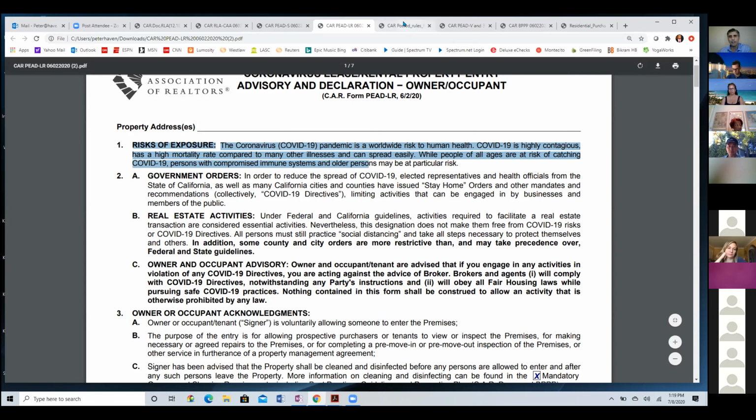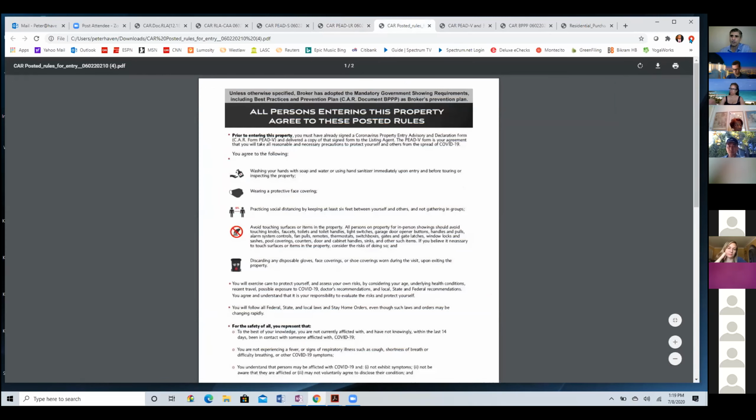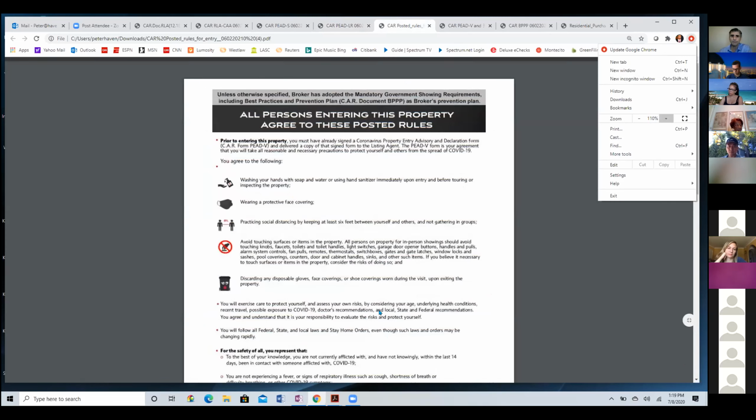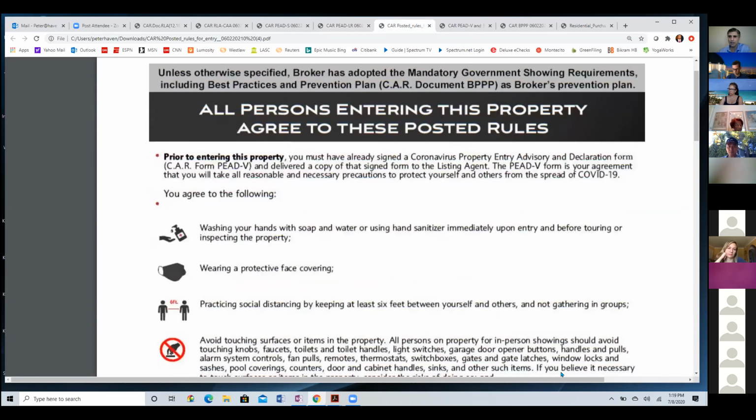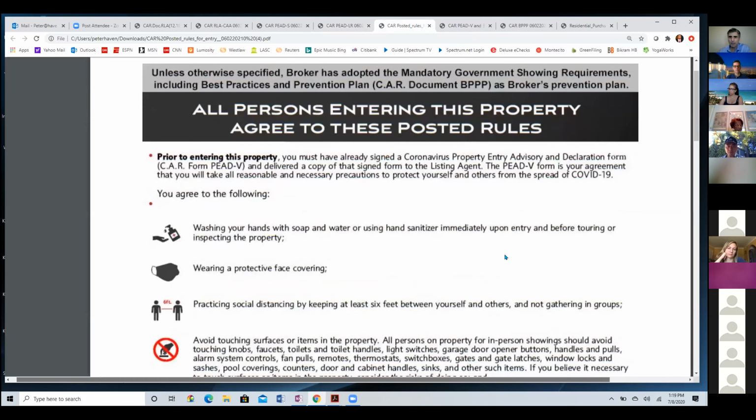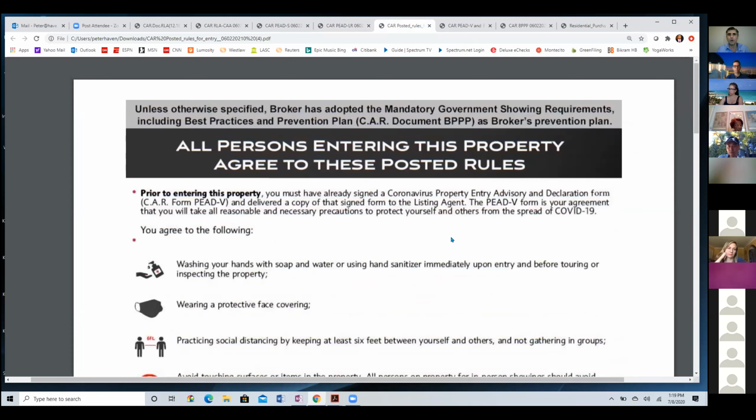Now, the next thing that CAR came up with at this time are these posted rules of entry. And this was really nice because I had a lot of agents calling me and saying, well, what do I post on the property if I'm letting people come in and look at the property? We didn't have any posted signage or anything like that. All we had was the PEAD form. And I said, well, just post the PEAD form.